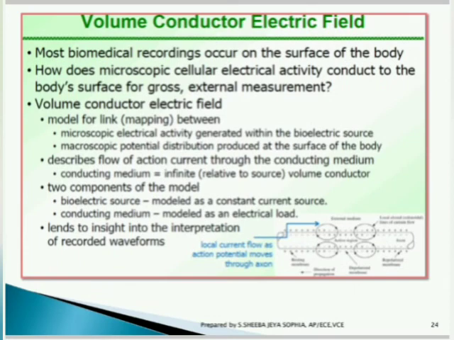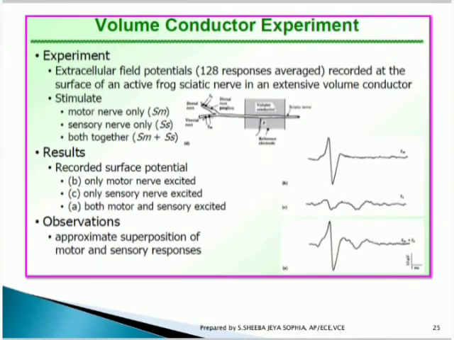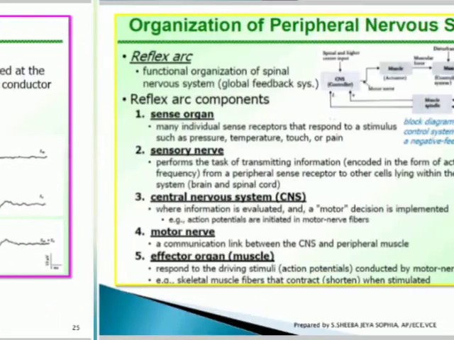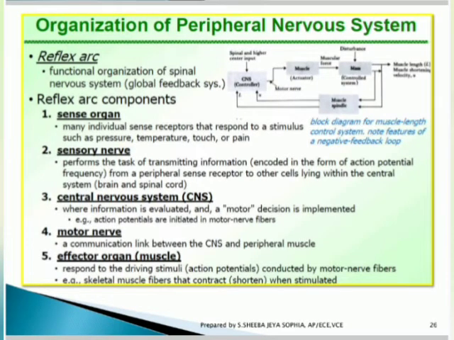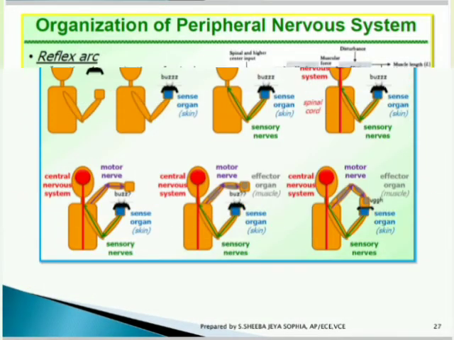So based on this concentration of ions and volume conductor experiment, we can find the value of potential variation in the human body. And these results record the surface potential, whether the nerves are excited or in the idle condition. There is also the organization of the peripheral nervous system, which includes the reflex arcs and sense organs, from where you can find the different potential values.